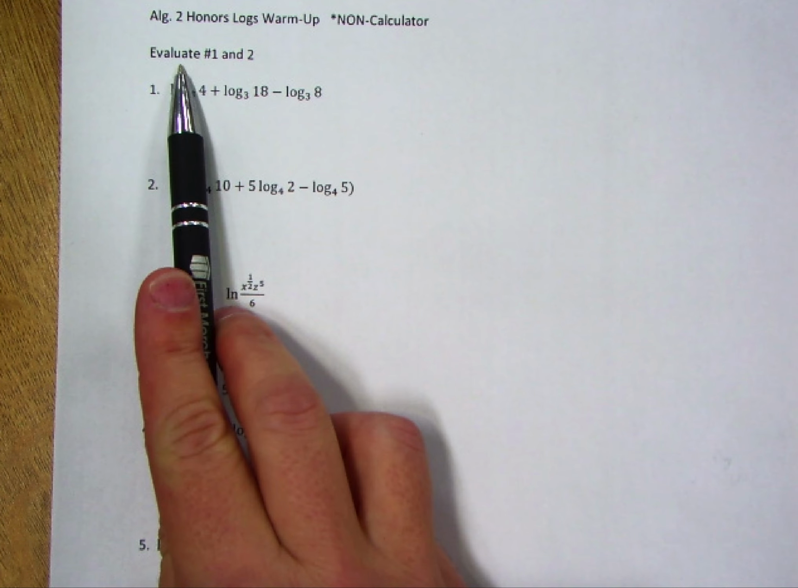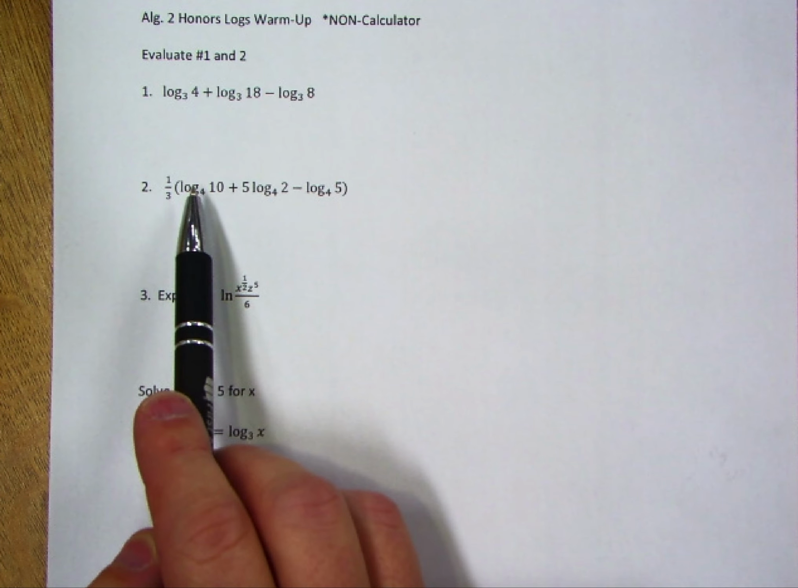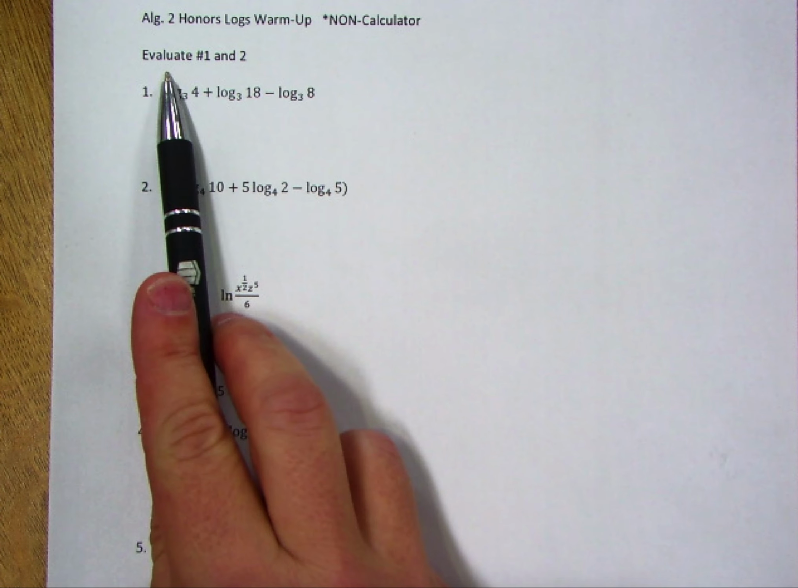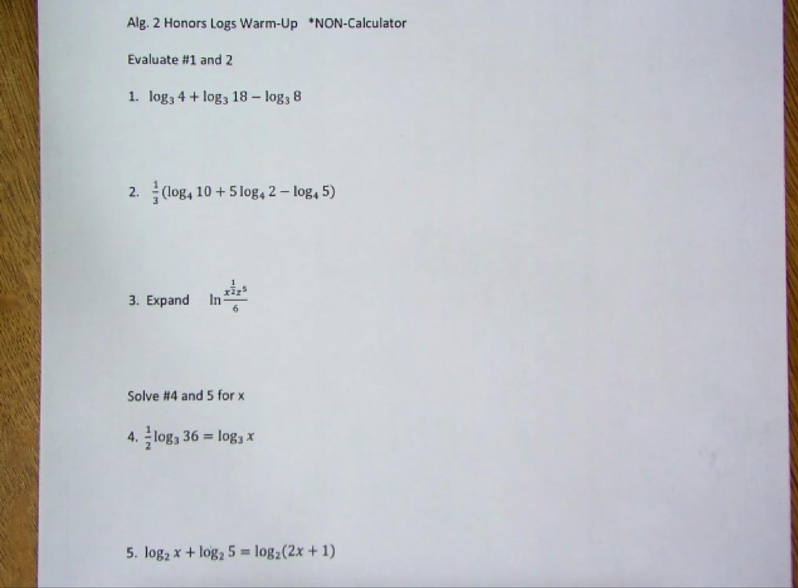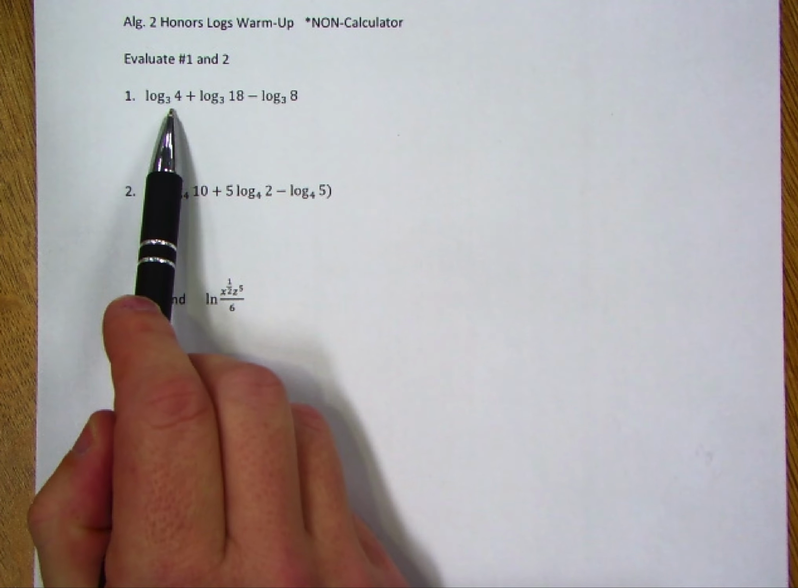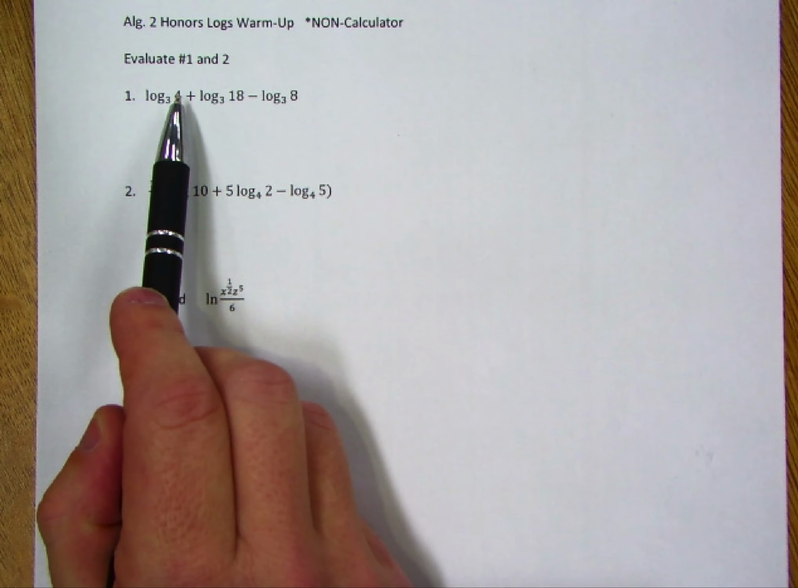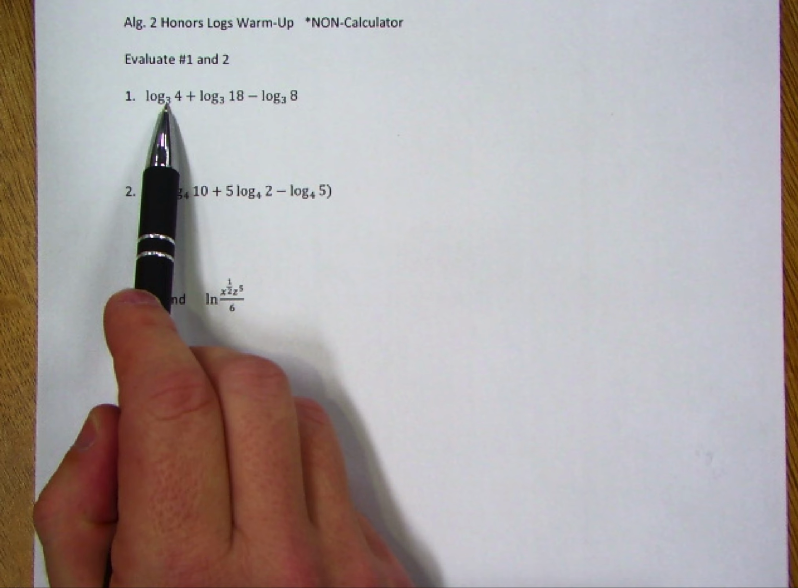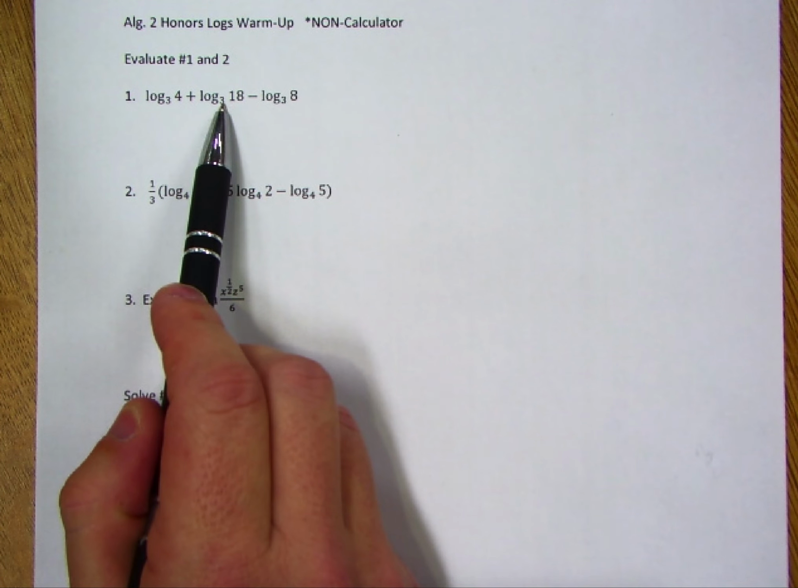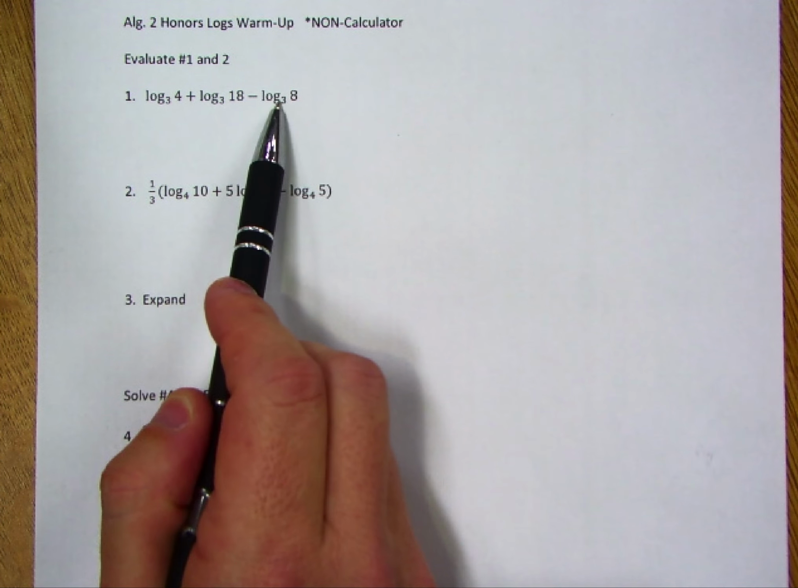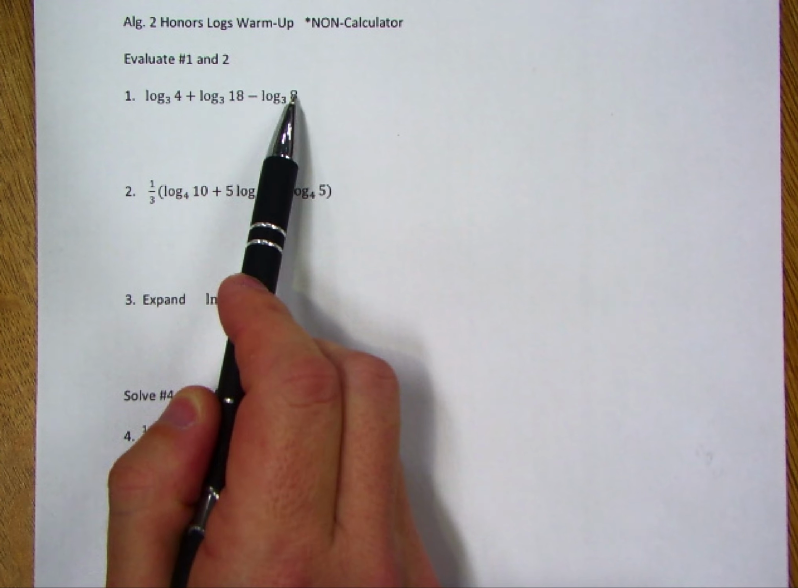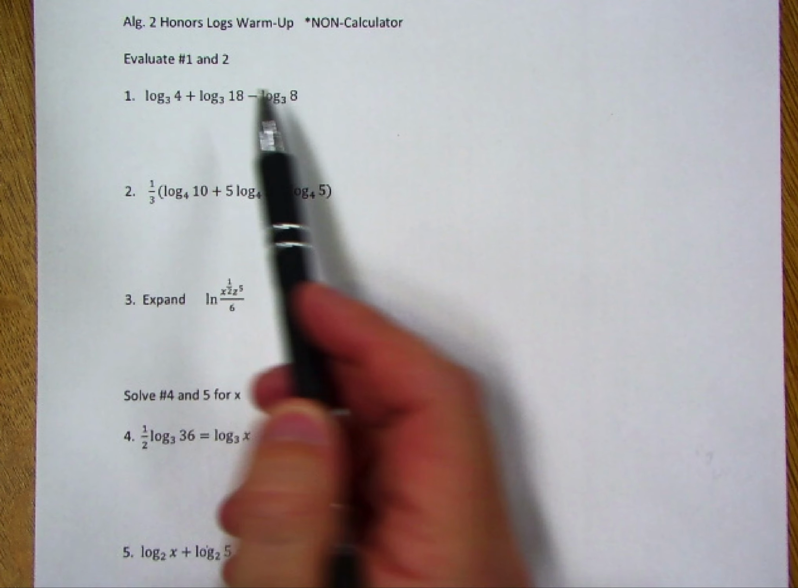I need to, first of all, evaluate the first 2 without a calculator. Remember what that means to evaluate. It means in the end, I want my final answer to be just a number, like 2 or 1/2 or -3, but basically the log is gone. Well, I don't know what log base 3 of 4 is without a calculator. I don't know 3 to what power is 4, and I don't know 3 to what power is 18, and I don't know 3 to what power is 8. Bottom line, I don't know what any of these 3 values are.